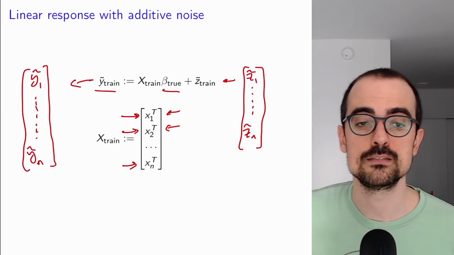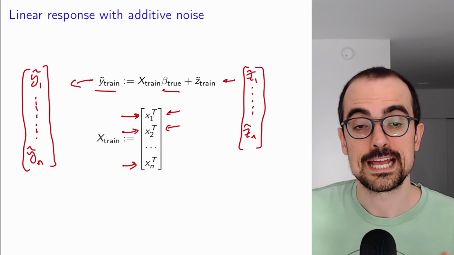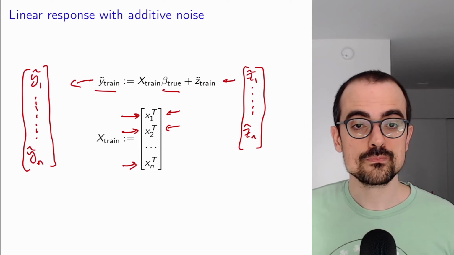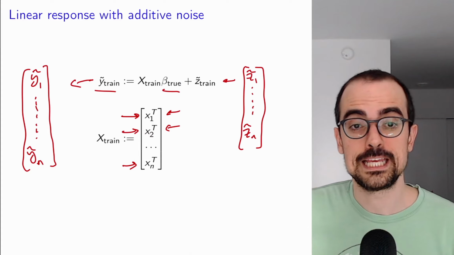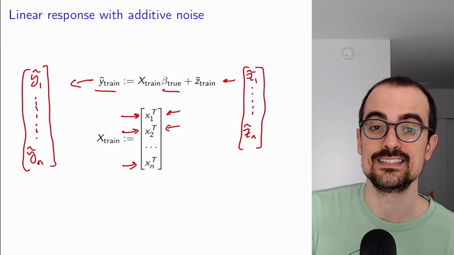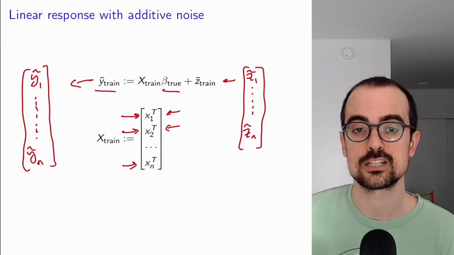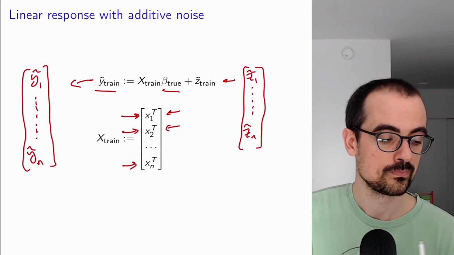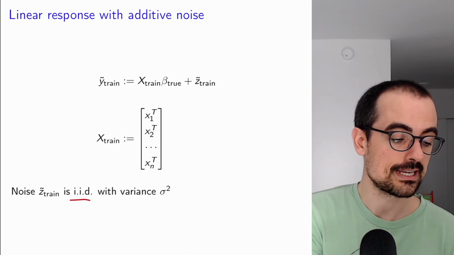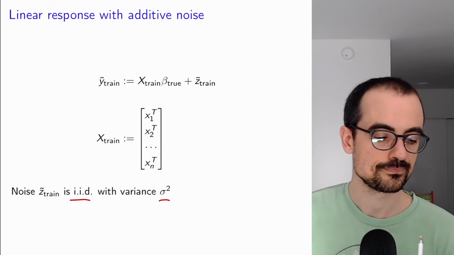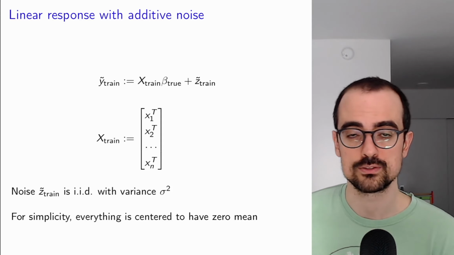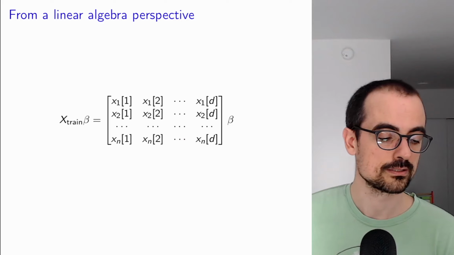This is a modified model that is going to help us understand what happens when we have finite data. Still, we keep this assumption where the response is linear with respect to the features, and there's this additive noise term that has nothing to do with the features. We're going to assume that the noise is IID and has variance sigma squared. For simplicity, everything is going to be centered so that we don't have to care about additive constants.